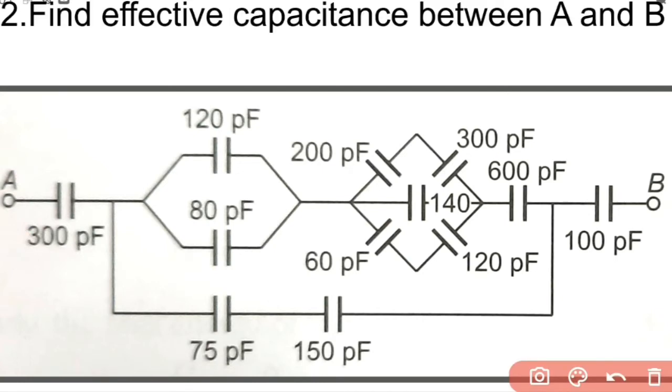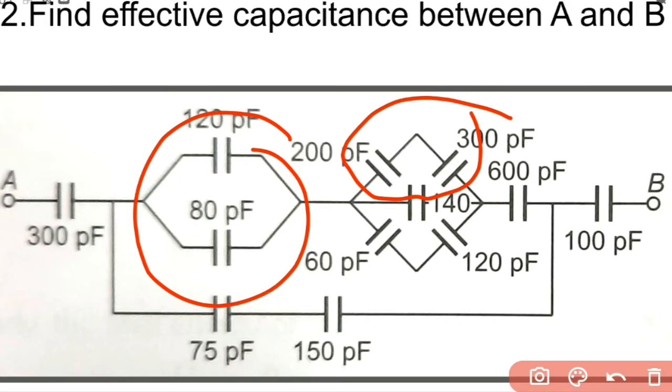Here between A and B, you consider this circuit. What about the connection? 120 picofarad and 80 picofarad are connected in parallel, so they get added and the effective will be 200. Likewise, here 200 picofarad and 300 picofarad are connected in series. Likewise, 60 picofarad and 120 picofarad are connected in series.